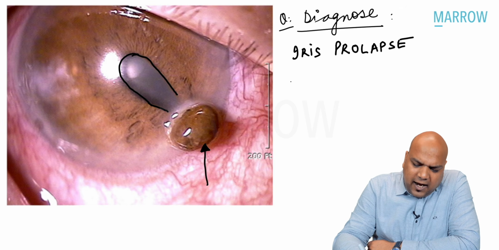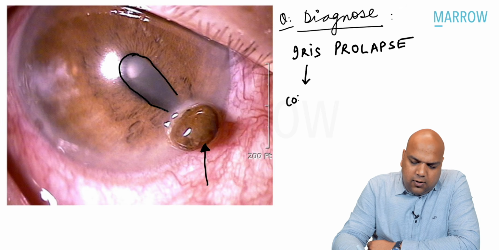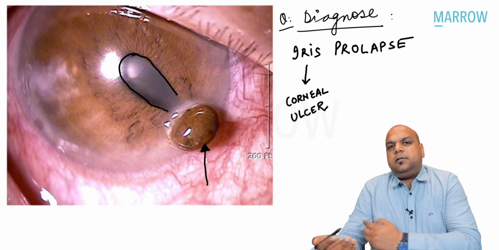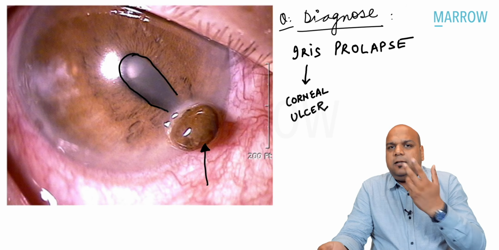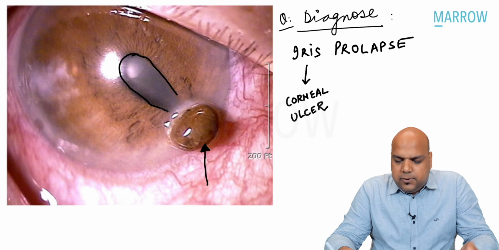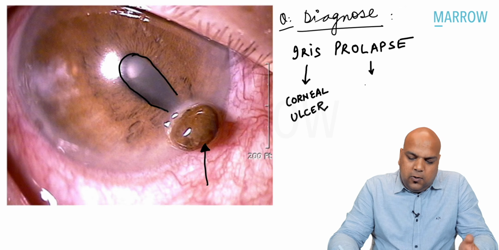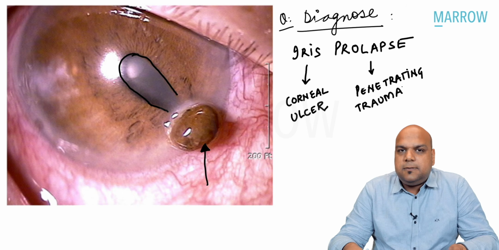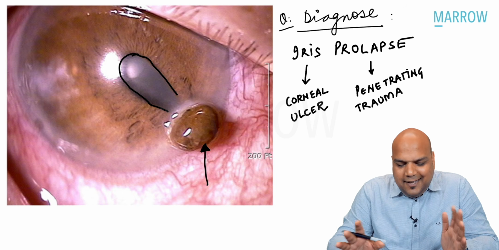This must have occurred either due to corneal ulcer, or rather, as a consequence or complication of corneal ulcer. Corneal ulcer, if not treated, the cornea will become thin and the iris will prolapse out, or it can be a case of penetrating trauma. Something penetrated the cornea, large enough to create a pressure difference and make the iris prolapse out. All right. Am I clear?